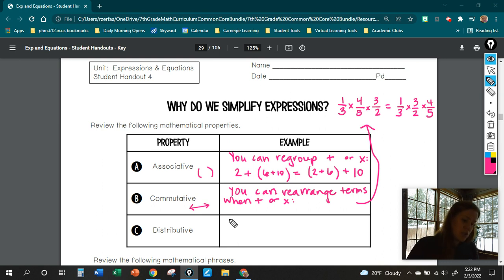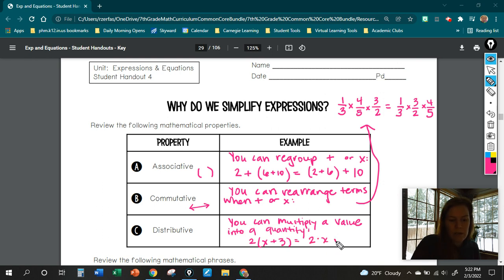And then, of course, we just learned the distributive property again this week. So you can multiply a value into a quantity. So let's say that you have this. You have 2 times x plus 3. Well, the distributive property says that's the same value as 2x plus 2 times 3.